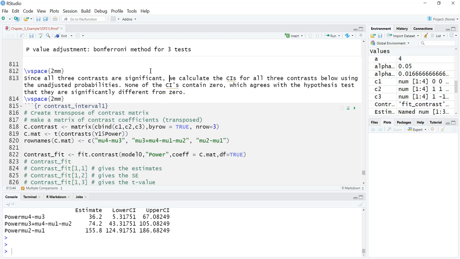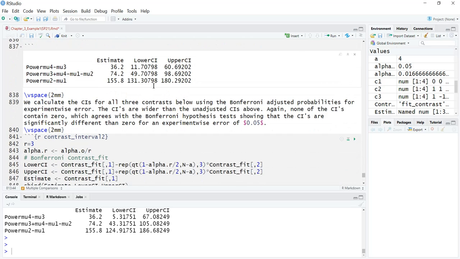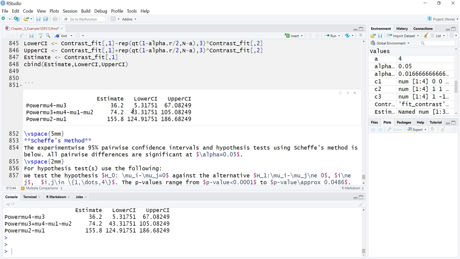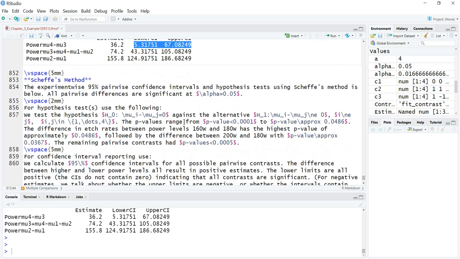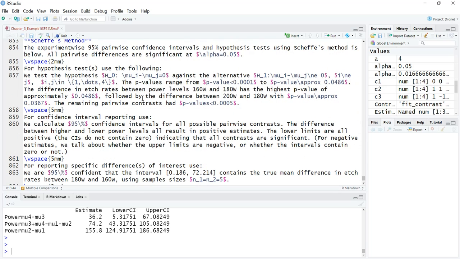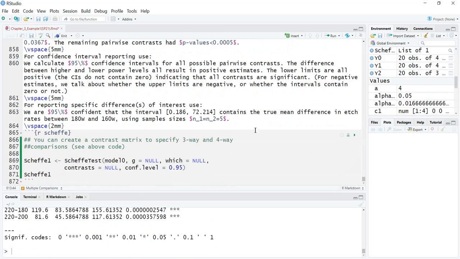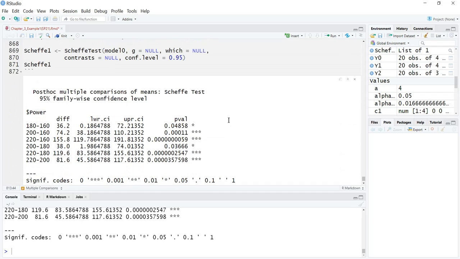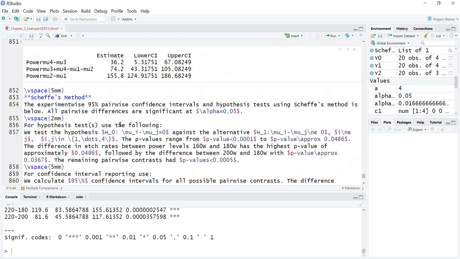Since all three contrasts are significant, oh yeah, sorry, I've already read that. So here's the first one. Here's the Bonferroni one, and then Scheffé's method. So let's run Scheffé's method. And then I went over how to write up. So we have the p-values. We have all 6 possible ways to do this. So the experiment-wise 95% pairwise confidence intervals and hypothesis test using Scheffé's method is below. All the pairwise differences are significant at alpha equals 0.05.